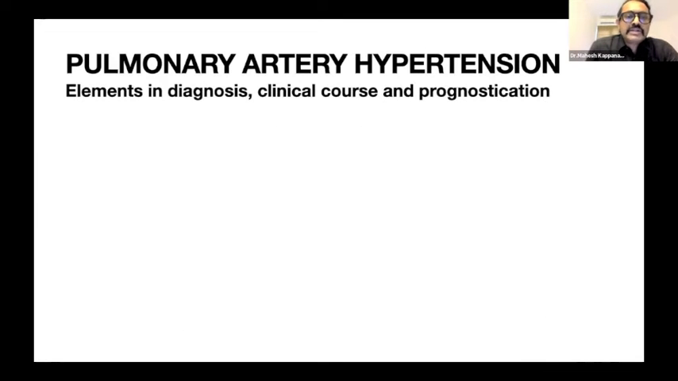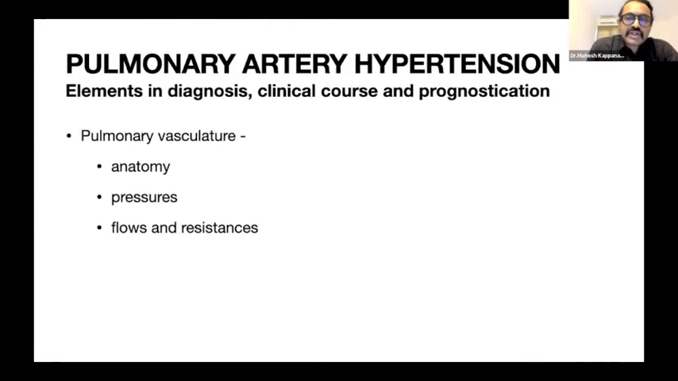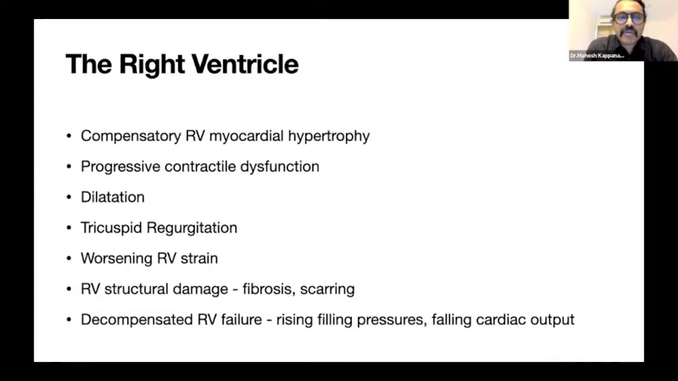So in the assessment, diagnosis, and prognostication of pulmonary hypertension, the important elements that we look at in any case, including this particular case in discussion, are number one, the pulmonary vasculature, which includes the anatomy, pressures, and the flows and resistances. And the second important aspect is the right ventricle.